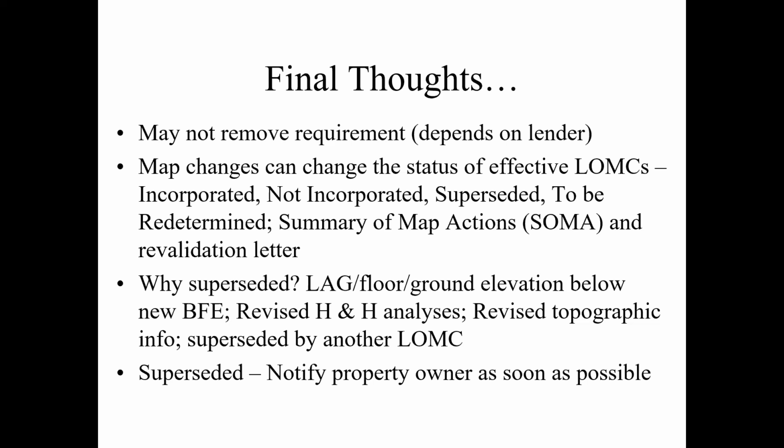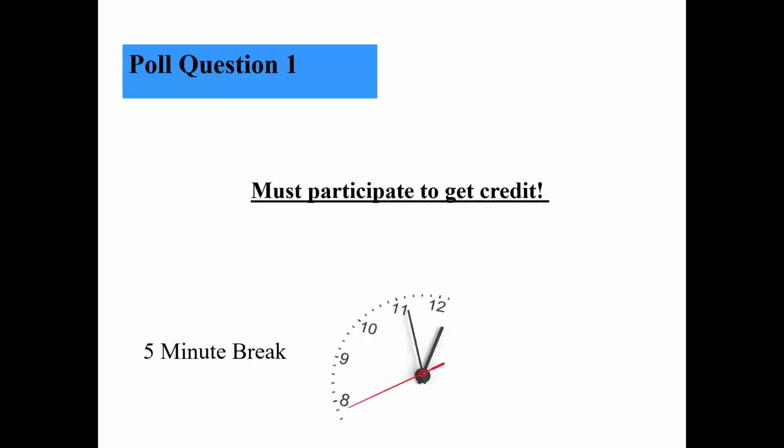So, again, it could be the lowest adjacent grade, the floor, the ground elevation before the new base flood elevation, the revised H&H analysis by the engineers who do our modeling, revised topographic information based on new development, or maybe they just got a new letter of map change. Any number of reasons why it could be superseded. And then you want to notify those property owners as soon as possible because then they might be required to have flood insurance or be subject to the regulations.